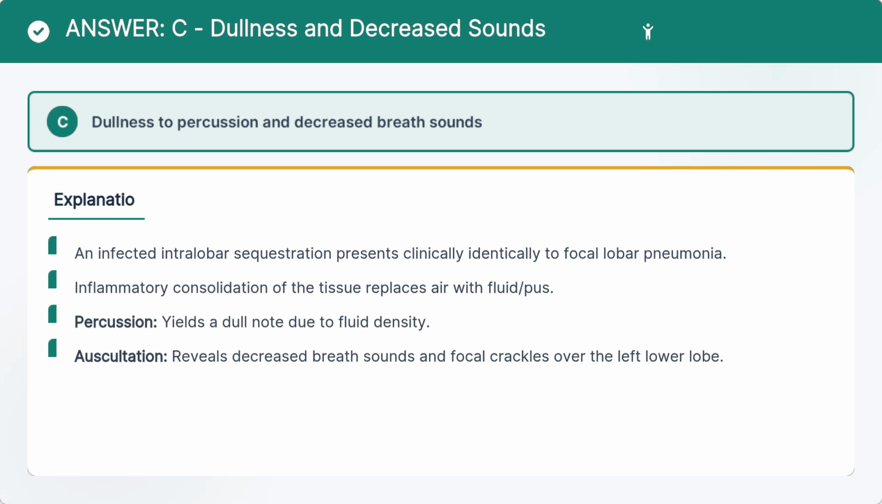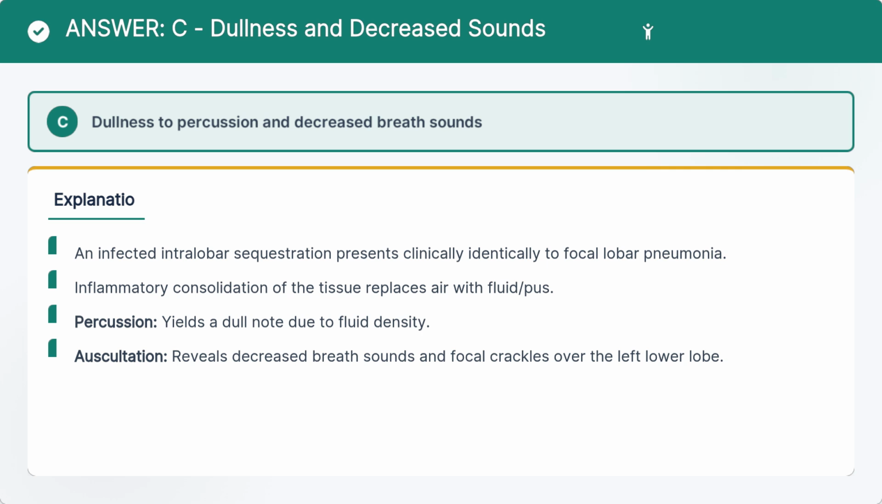Dullness to percussion and decreased breath sounds with focal crackles over the left lower lobe. An infected intralobar sequestration presents clinically identically to focal lobar pneumonia because inflammatory consolidation fills the sequestered tissue with fluid and pus. When tissue is consolidated, air is replaced by denser fluid, producing a dull percussion note and decreased breath sounds. Focal crackles arise from inflammatory exudate in the small airways over the affected area.